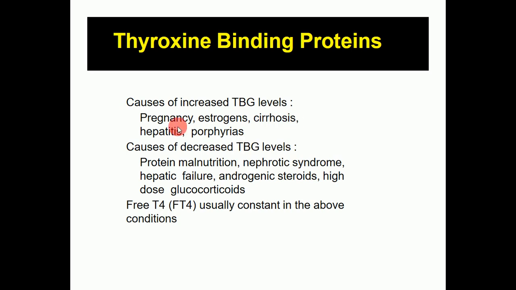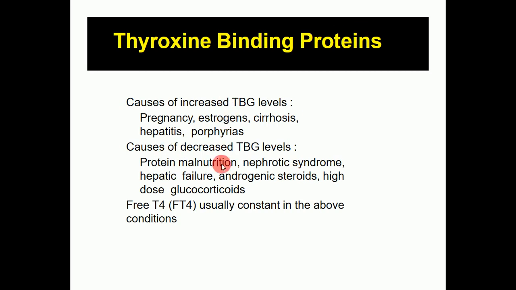So there are 4 reasons: pregnancy, estrogen, cirrhosis, or hepatitis or porphyria. Porphyria is a rare hereditary disease in which there is abnormal metabolism of blood pigments like hemoglobin. Porphyrins are the compounds which are excreted in the urine, and the urine becomes dark in color.